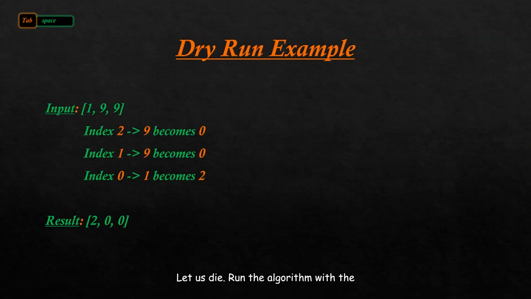Let us try running the algorithm with the input 1, 9, 9. Starting from the last digit, 9 becomes 0 and we carry forward. The next 9 also becomes 0. Finally, we reach the digit 1, which is less than 9, so we increment it to 2 and stop. The final array is 2, 0, 0.